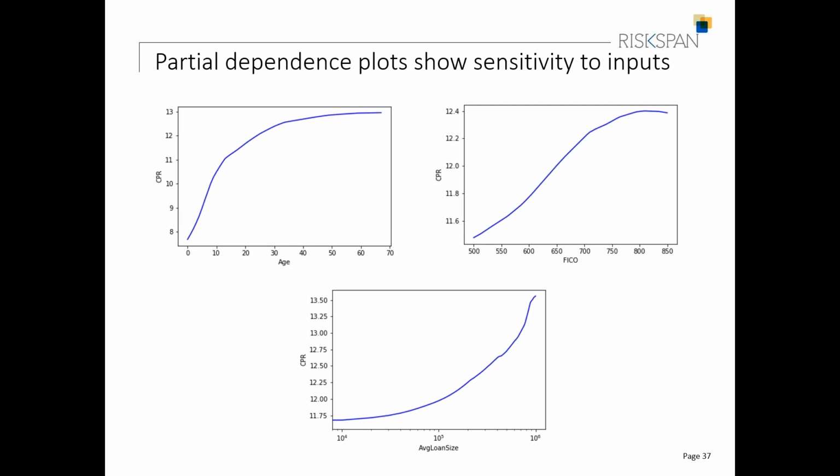Here we just show some examples of sensitivity testing on our machine learning model. You can see in the first one, age, as age increases from 0 up through 20, 30, you see that ramp up of CPR. Similarly, you see the FICO relationship you expect to see: as FICO moves up in the space, so does CPR. And then the relationship with average loan size.